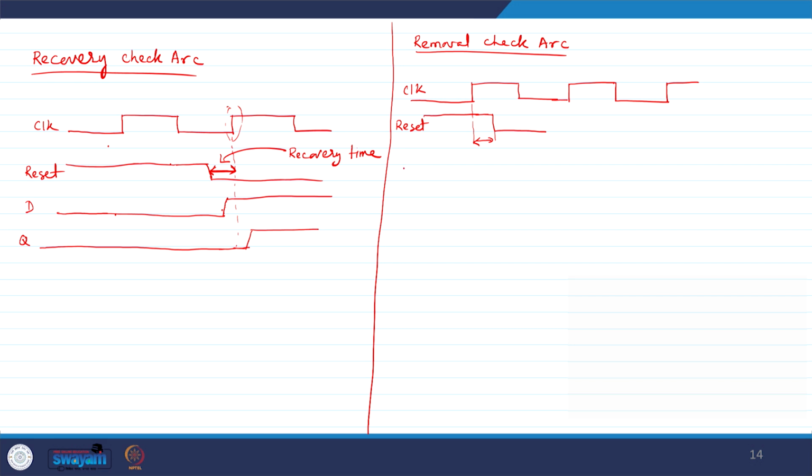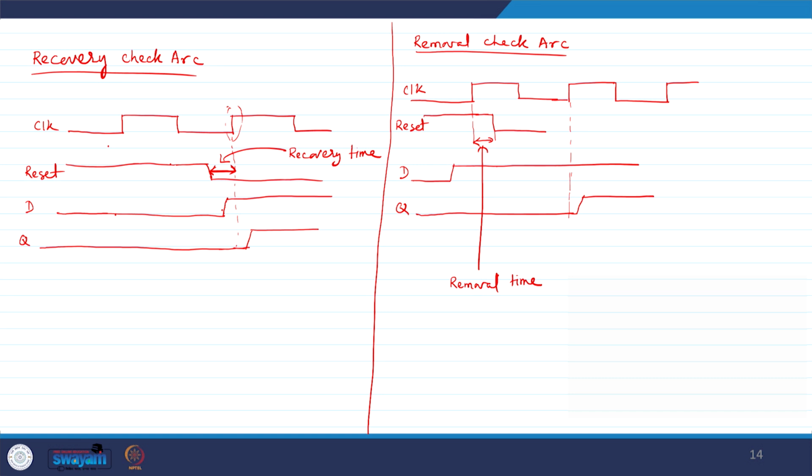So, here if I have a data like this, then my Q will be changing and capturing the data in the next clock edge. In the next clock edge. So, this time is called my removal time. So, in summary, this is the minimum time after the rising edge of the clock the reset signal should be deasserted such that my Q is 0, and it will act as a normal flip flop in the next rising edge.